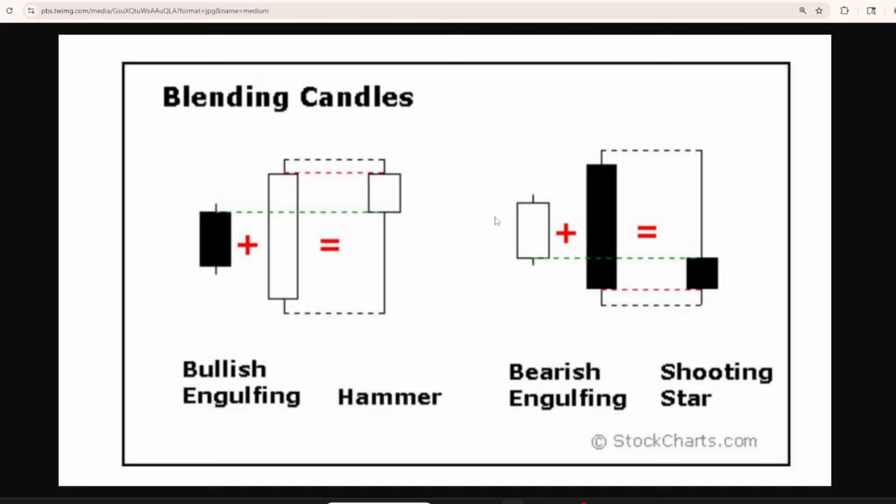Let's start out with this. This is an example of a hammer. Now, a hammer can be the result of two candlesticks. If you take a small red body and you add a bullish engulfing candle body, it can give you the hammer. You see here visually. And it's the idea that within a trend is a trend, and within a candlestick can be another candlestick.